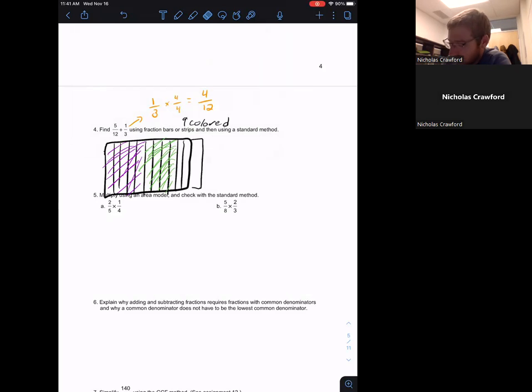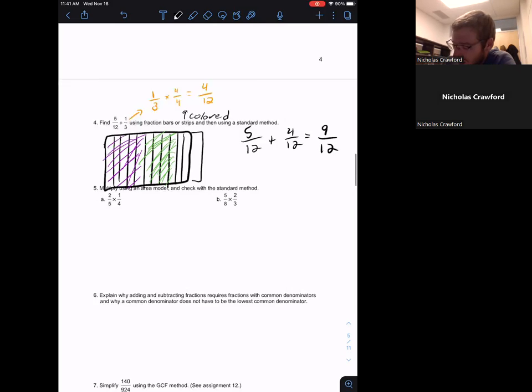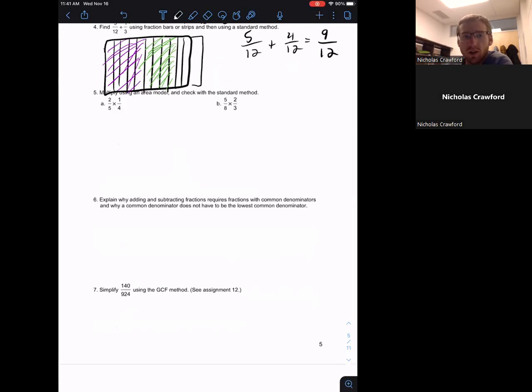The standard method is doing almost exactly what we just did, right? Doing 5/12 plus 4/12. I'm just adding straight across. So you add the numerators and the denominators are the same. Okay. So that's adding fractions.